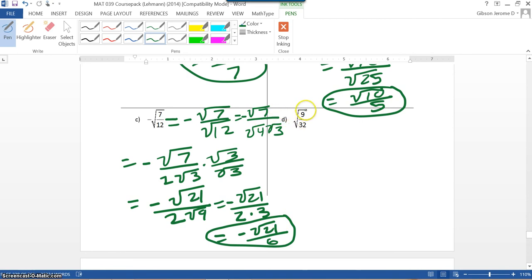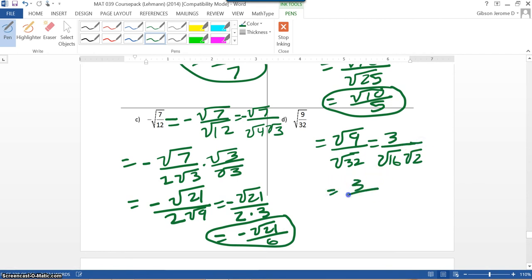Now we come here to D. We have the square root of 9 over 32. So we will have square root 9 over square root 32. Now we know the square root of 9 is 3. Now 32 has a perfect square, which is 16. So we have the square root of 16 times the square root of 2. So we will have 3 over 4 square root 2.